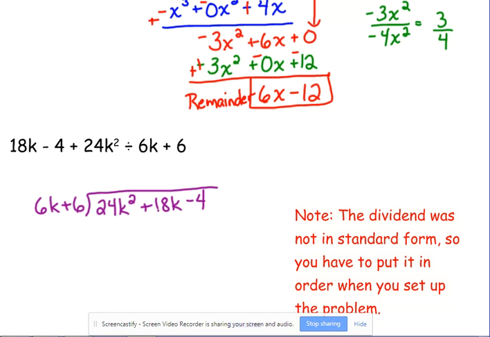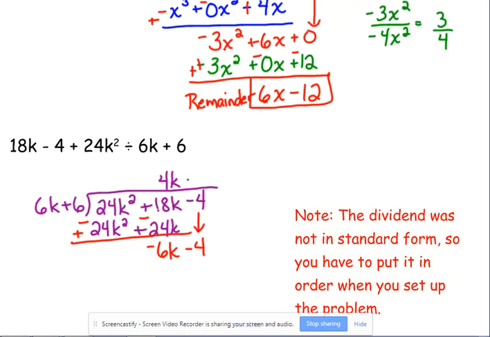So is it okay if I don't do the work over to the side this time and then just do the problem? We're okay with that. 24k squared divided by 6k. If you want to write it on the side, go for it. Okay. Gives us 4k. So when we multiply, we get 24k squared. 4k times 6 is 24k. Change the signs and add. First term cancels. 18 plus negative 24 is negative 6. Okay. Bring down the negative 4.